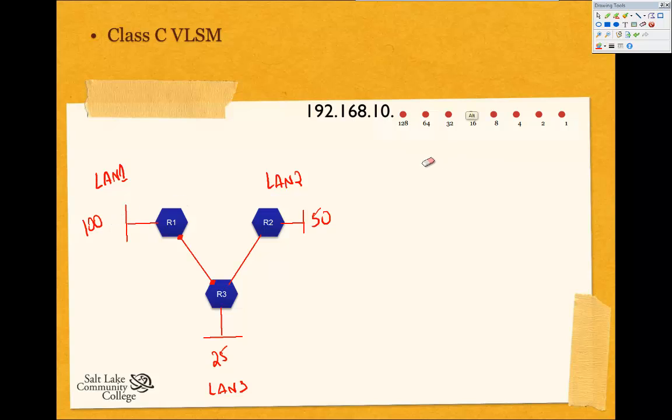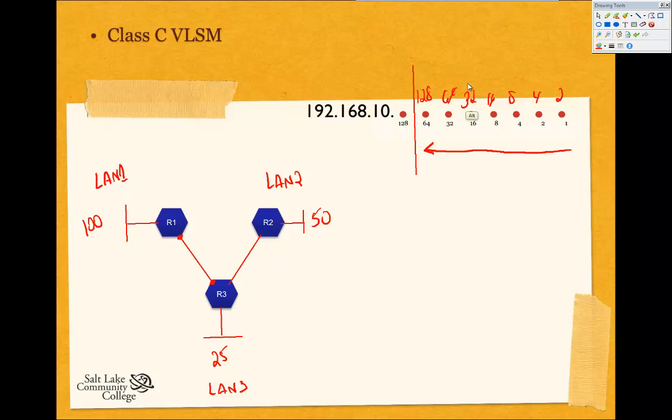And we ask ourselves the question, how many bits do I need for 100 hosts? Well, remember, when you're counting host bits, you're always going from low order to high order, right to left. So I have 2, 4, 8, 16, 32, 64, 128. Stop. That's enough bits. Those 7 bits will be enough for that network. I'm going to draw my line. Line goes down the middle.